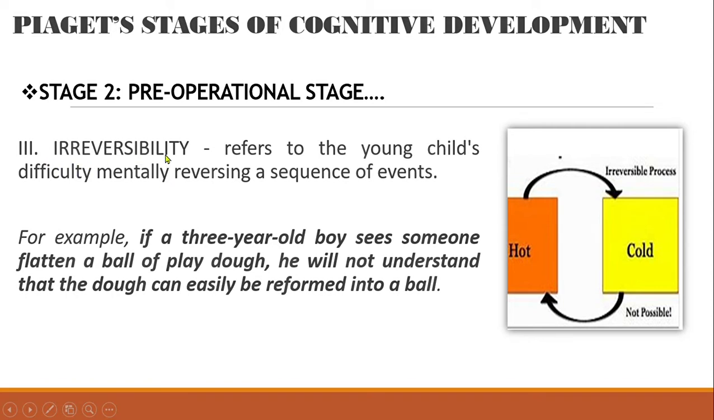Third, irreversibility refers to the young child's difficulty mentally reversing a sequence of events. For example, if a 3-year-old boy sees someone flatten a ball of play doh, he will not understand that the dough can easily be reformed into a ball.